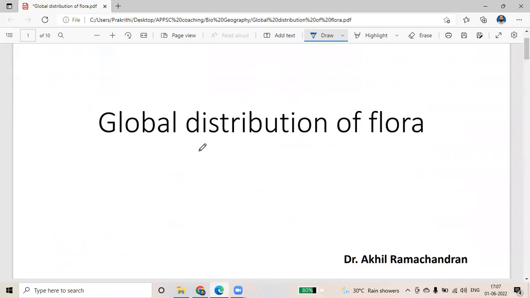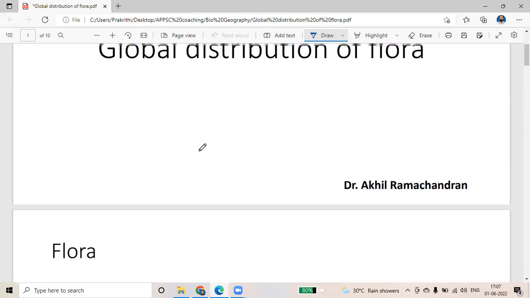Okay, that's about the distribution of flora. In the coming class, we can discuss the global distribution of fauna. Any doubts in this area?